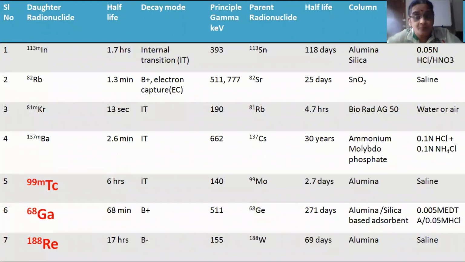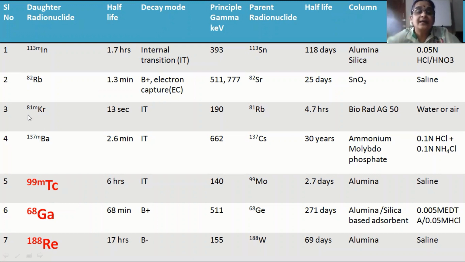This is a very important slide for the students, especially where it gives the daughter radionuclide its half-life, decay mode, and the parent radionuclide half-life, and whether it is a secular or a long-lived generator, and what is the adsorbent used and what is the eluent or the medium in which the yield will be obtained. The medium or the eluent, specifically what it means.